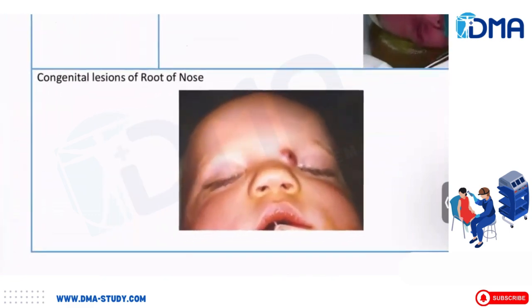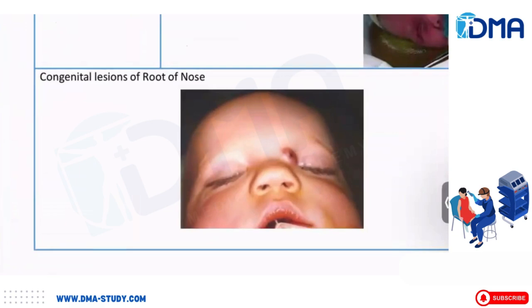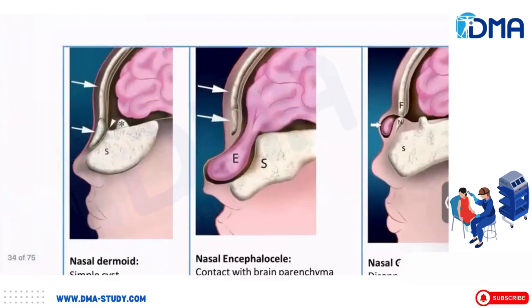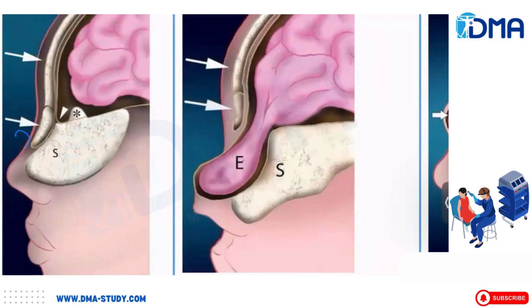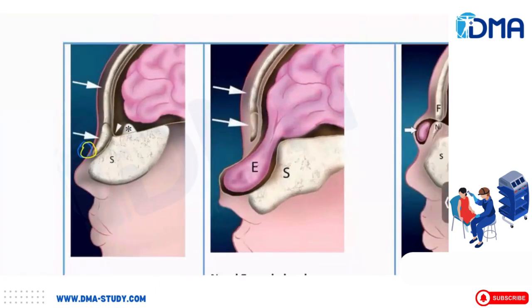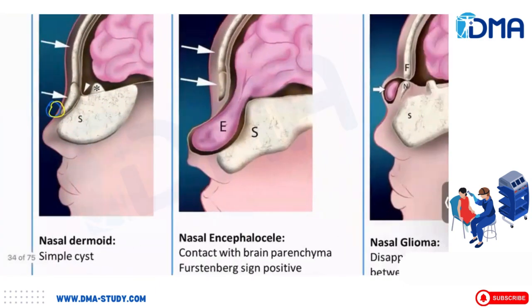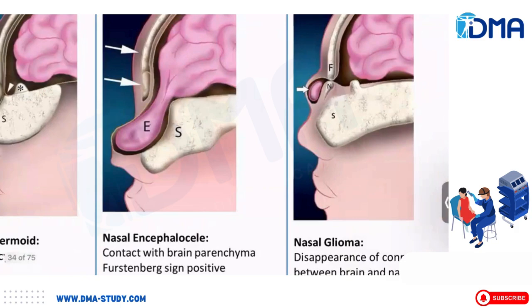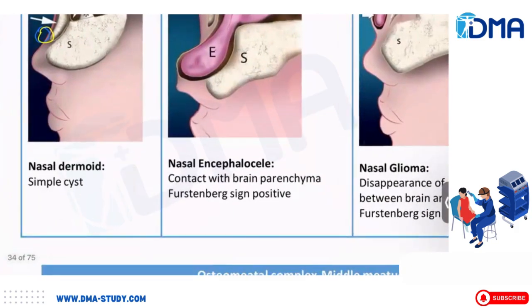We have a few congenital lesions of the root of the nose. We just need to know one point from each. A completely external swelling is a nasal dermoid. A continuation with the brain is called a nasal encephalocele. A continuation which has disappeared is called a nasal glioma. Nasal dermoid is a simple cyst; you remove it.